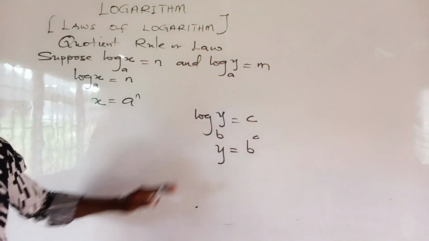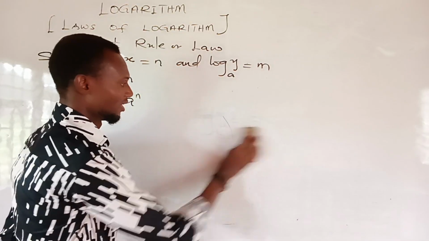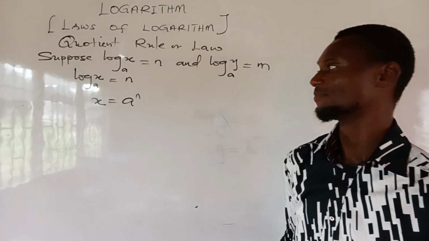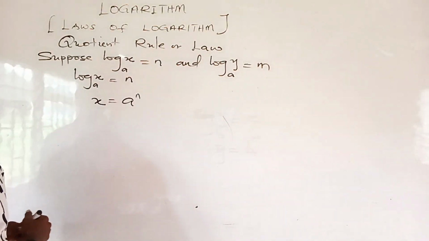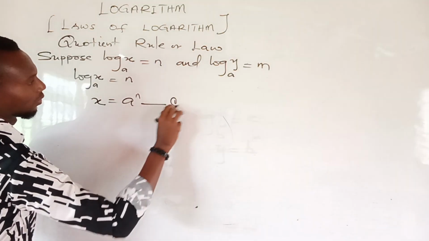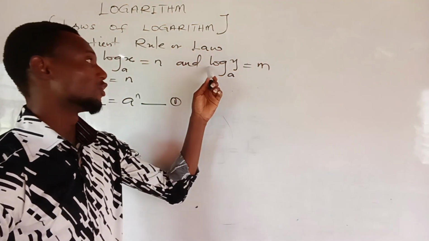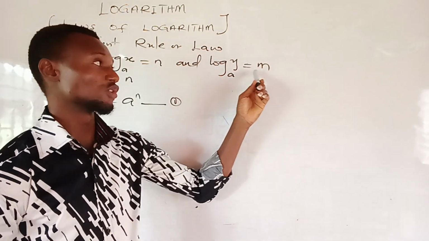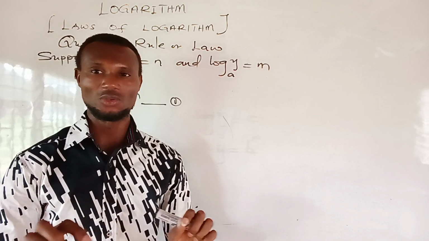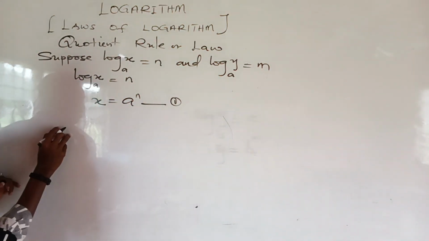Okay, so let me clean this from here and let's proceed. I hope you understand and you agree with me up to this point. So this is going to be our equation 1. Then I'm going to pick this one also, the log y to the base a equals m. I'm going to write it in a form that does not contain any more log, just as we did today. So let me write that on the board as well.